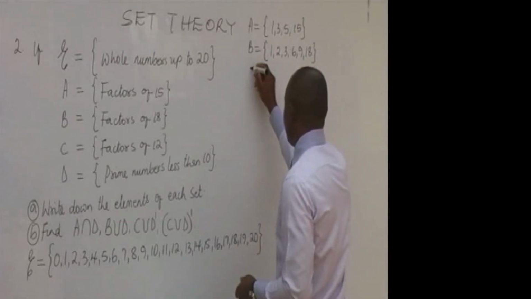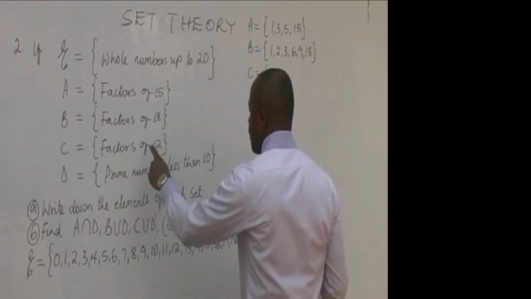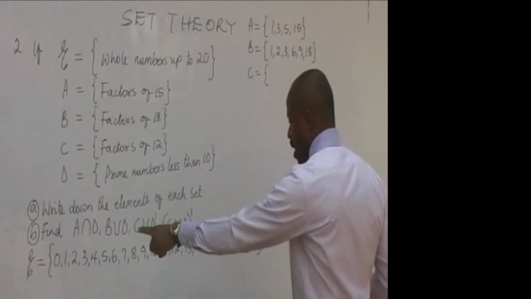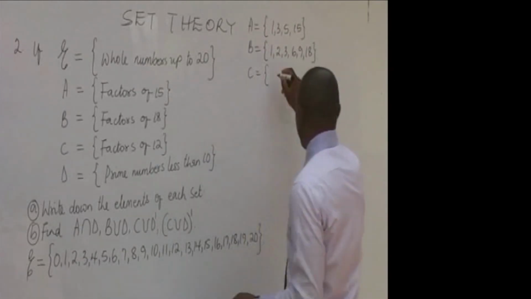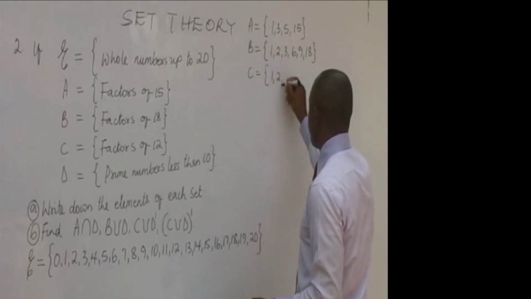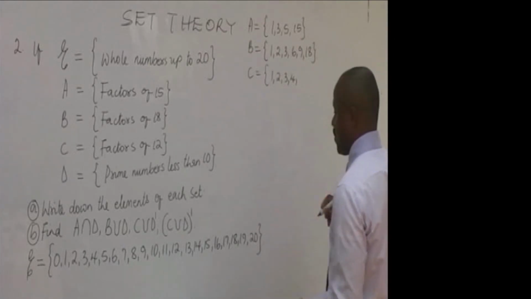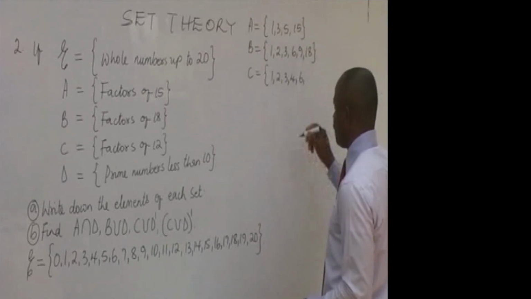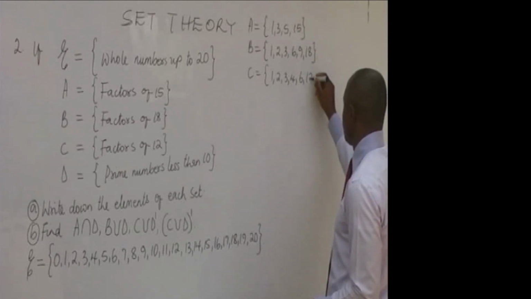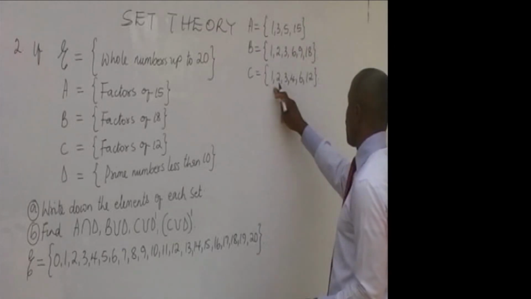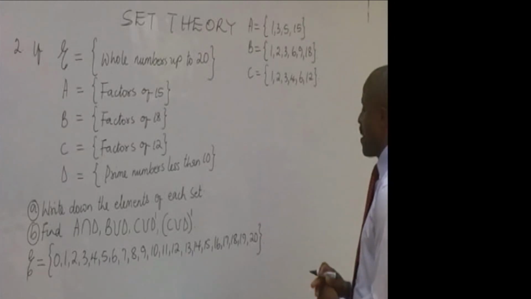C. Factors of 12. Those numbers you can find in the universal set that can divide 12 without a remainder. 1 is one of them, 2 is one of them, 3 is one of them, 4 is one of them, 6 is one of them, then 12 is the last number. These are the numbers that can divide 12 without a remainder.